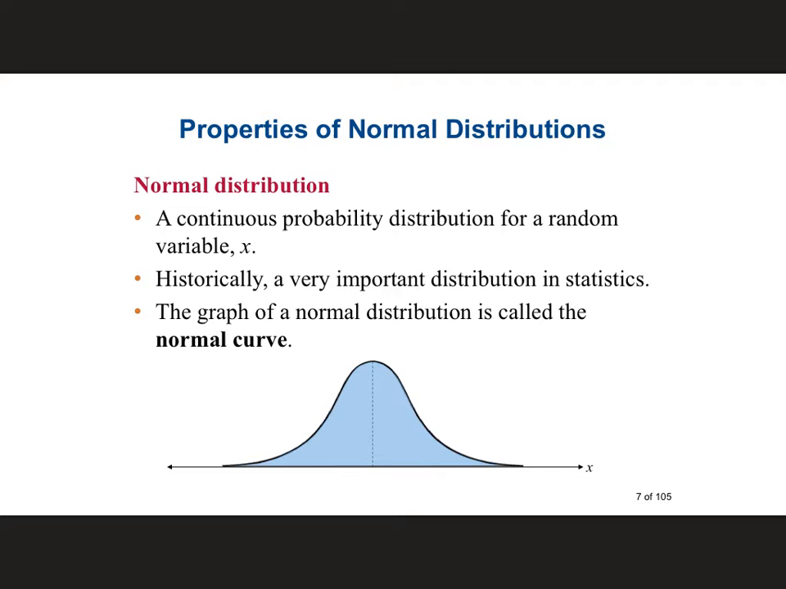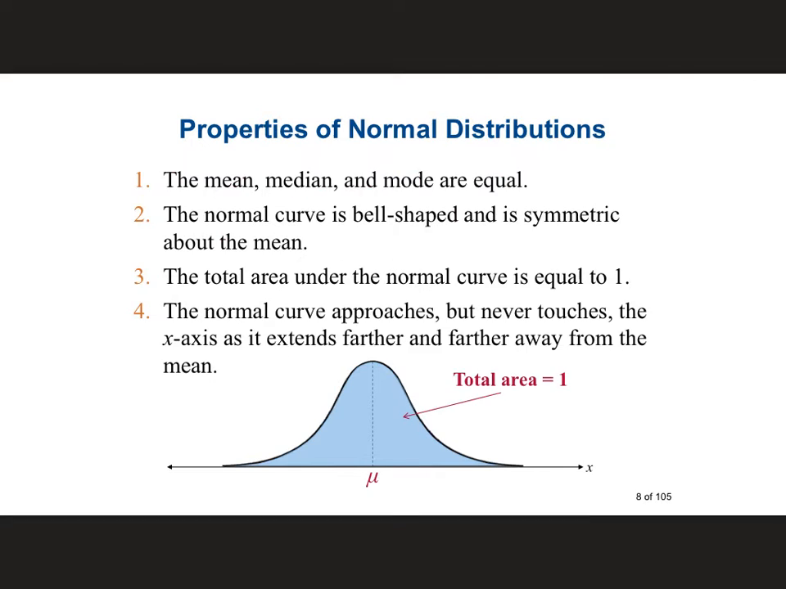A normal distribution is a continuous probability distribution for a random variable x, historically a very important distribution in statistics. The graph of our normal distribution is called the normal curve, and you can see a picture there below. Some properties of a normal distribution: the mean, median, and mode are all equal. The normal curve is bell-shaped and is symmetric about the mean. The total area under the normal curve is equal to 1.